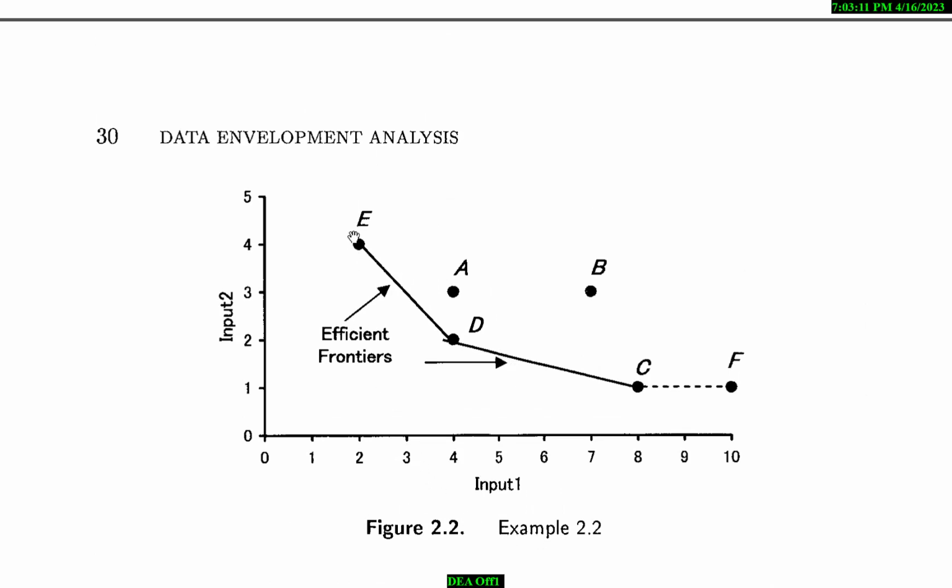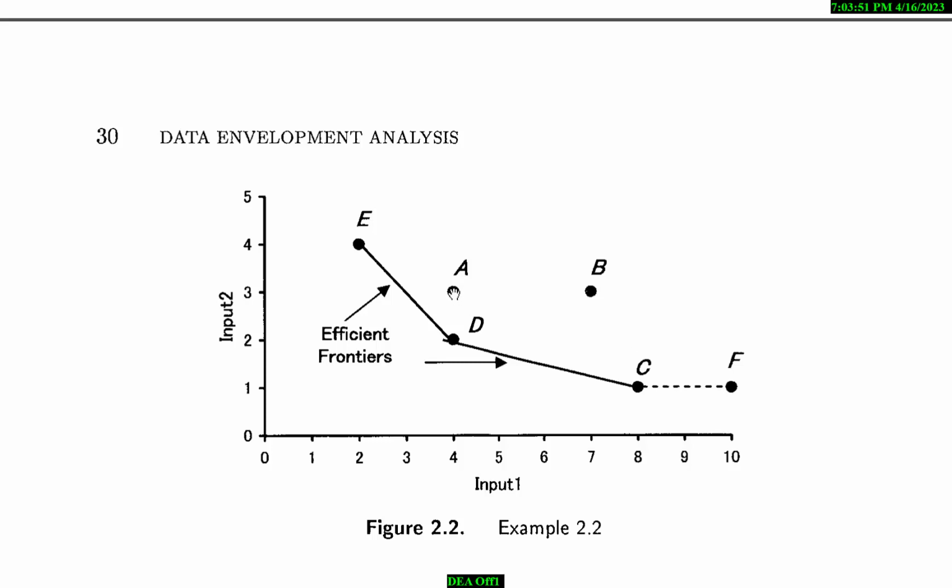For this example, as you see from figure 2.2, E, D, C are efficient. F is not efficient because C has the same input 2, but its first input is less than F. So C dominates F. So F is not efficient.